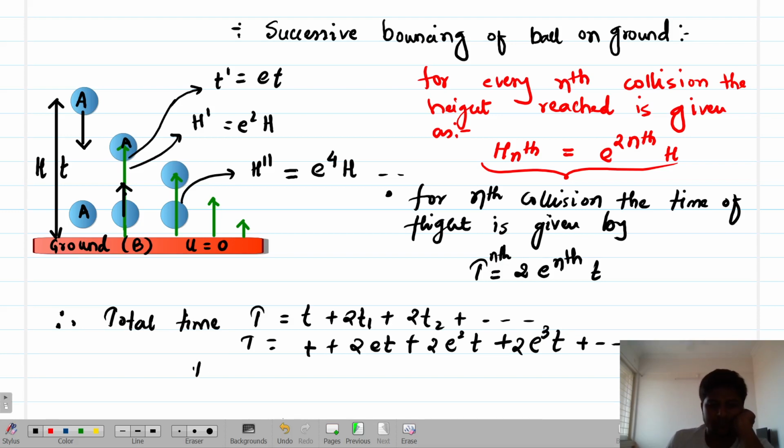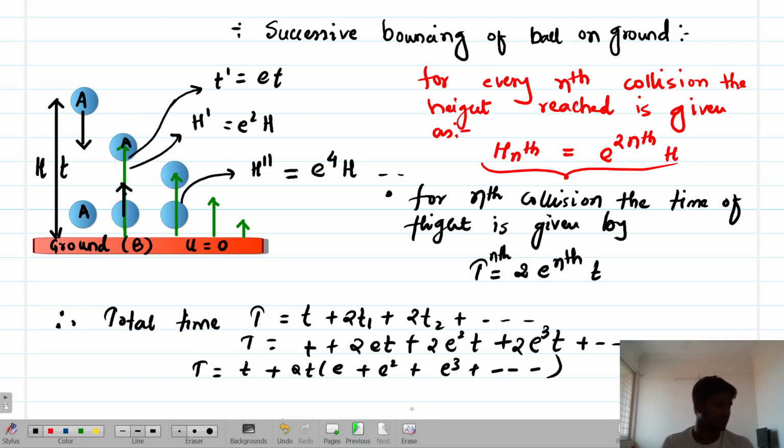So therefore, t can be written as, if I take t plus twice t common, it is e plus e square plus e cube plus and so on. So it is written as e by 1 minus e. That's the formula of 1 plus x plus x square plus x cube and something like that. Are you able to get me or not?